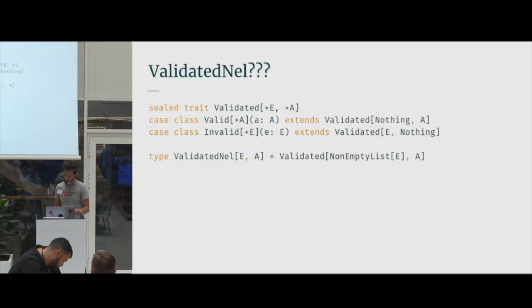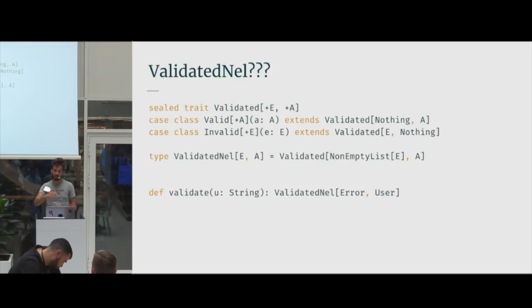And yeah, so we can define validation logic using this type, Validated. For example, if we want to parse a string into something like a user type, then we can use this Validated type to say that, hey, this might return either a non-empty list of errors, or it might return a valid user. So this is basically how a lot of functional programmers like to do validation.